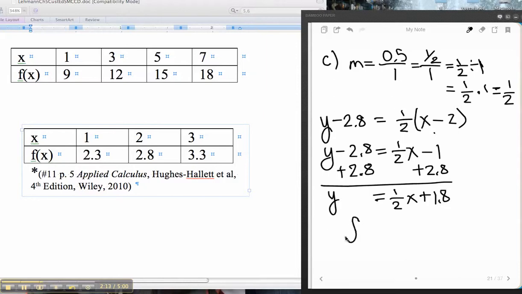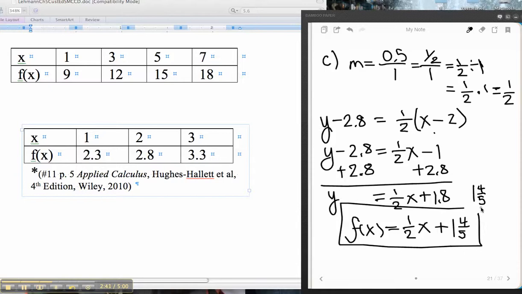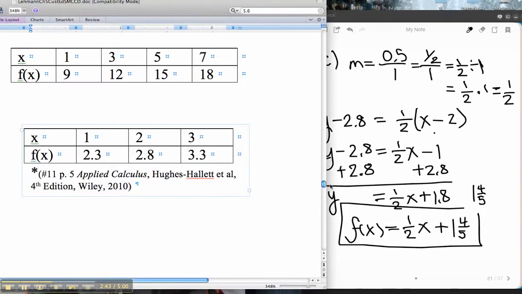And now we'll write it in function notation. f of x is equal to 1/2 x plus 1.8, or we could write this as 1 4/5, right, to make it all in fractions. And then if you wanted to, we could even do it in an improper fraction, or you could just leave it alone. It doesn't really matter. So either one would do. And so there would be my function. So hopefully that one went pretty well.